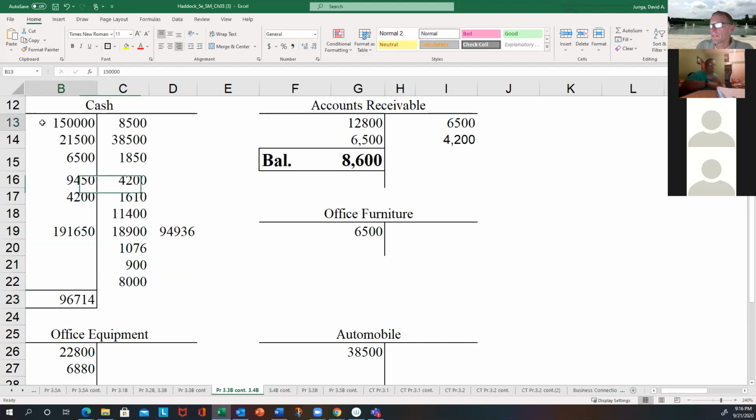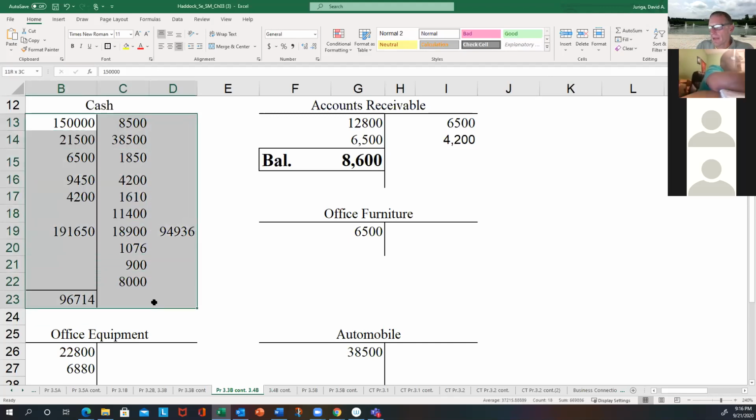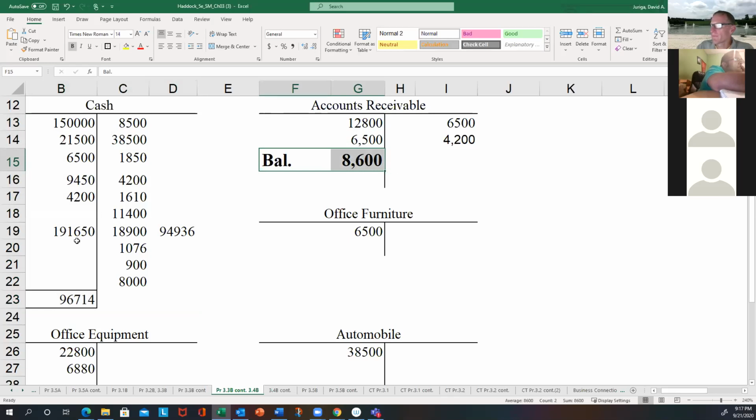So let me just say, if you can understand how to get this balance and you can say 96,714 debit balance, then you can do it for any of them. Doesn't matter because it's the same process. Accounts receivable had a debit balance of 8,600. You'd say cash has a debit balance of 96,714. Any questions on that?